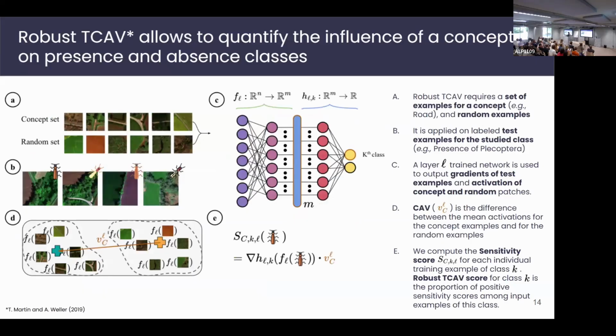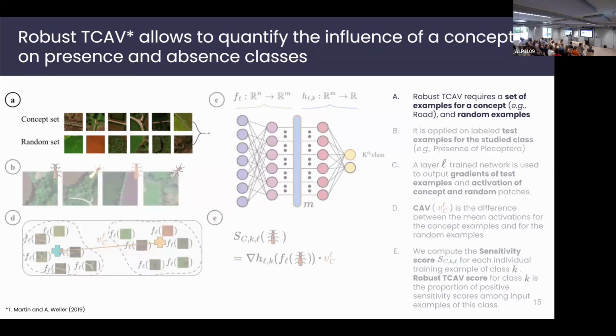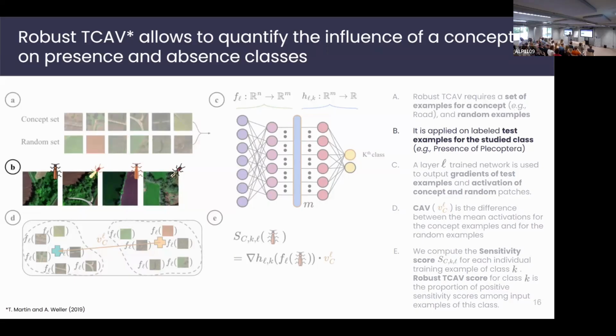And now the main slide. How does it work? We use a method. Concept-based XAI is a family of methods, and the method we use is robust TCAV, for testing with concept activation vector, which allows us to quantify the influence of a concept on the presence and absence classes, well, on any classes we want to explain, but these are our classes. First, we need one concept that we will evaluate independently from each other, and a random set to be a reference. Second, we need some patches for a class that we want to study, for instance, the presence of Plecoptera.